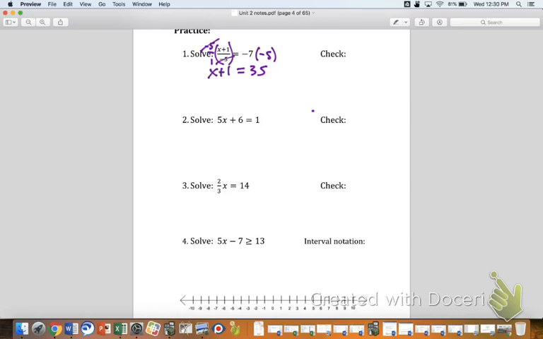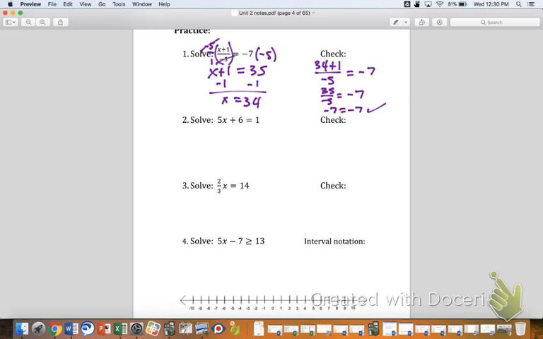Lastly, I've got to get rid of the plus 1. How do you get rid of plus 1? Subtract 1 from both sides. So when I do that, I get x is equal to 34. So I believe that is the correct answer. The way you check that is you plug back in. So it would look like this: 34 plus 1 divided by -5 is equal to -7. 34 plus 1 is 35, and 35 divided by -5 really is -7, so it does check out quite nicely. Any questions on number 1?